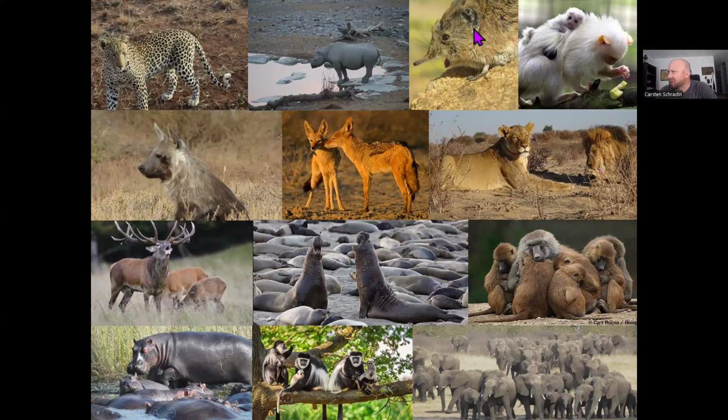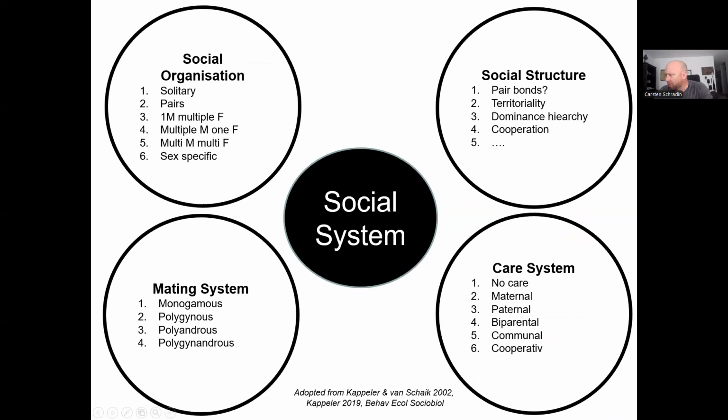Some of the species are solitary living, others live in pairs, and there are different kinds of group living. And to understand this biodiversity, we are following the concept by Peter Kappeler, who says that social systems have four main components. The first one is social organization with 6 different categories. They can be solitary living, pair living, or different kinds of group living.